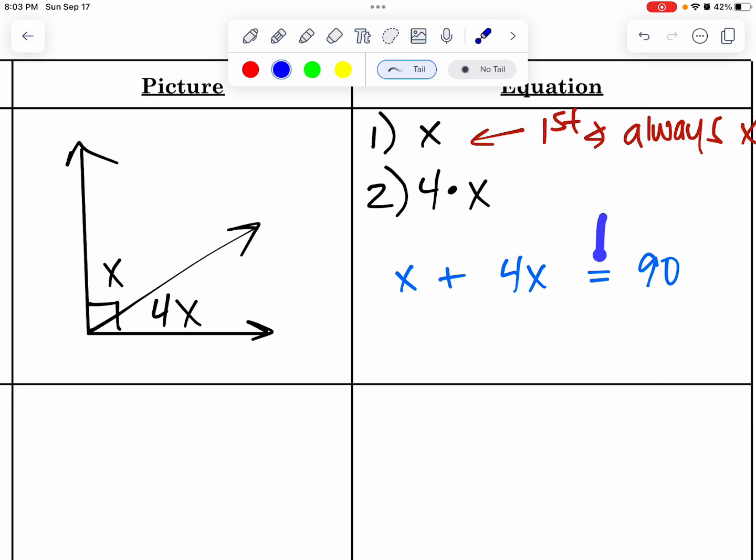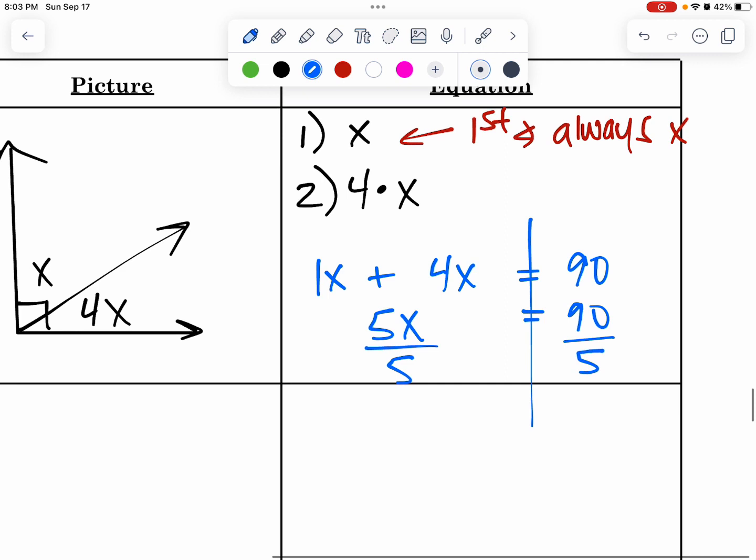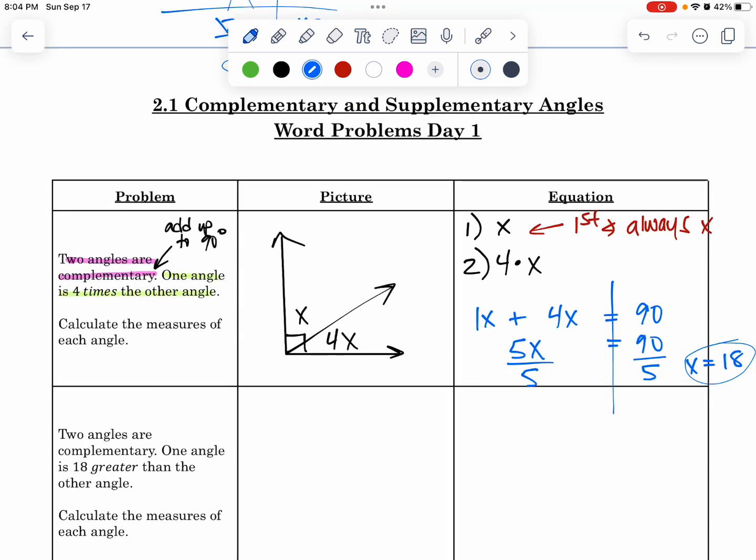I'm going to combine my like terms. When I combine 1x and 4x, that makes 5x. And I still have equals 90. So in order to solve this, I need to divide by 5 on both sides. What does that give me? x equals, I can't think. 18. Sorry. There we go. 18 times 5 is 90. Got it. Okay, so x equals 18.